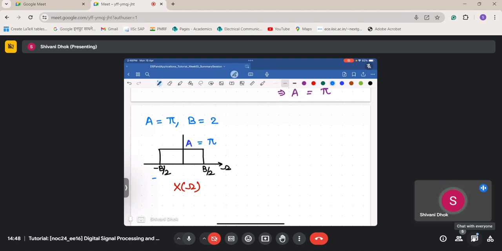So this thing here is minus 1 and this thing here is 1. So in our case, this x of omega is equal to pi for minus 1 less than or equal to omega less than or equal to 1, and it is 0 otherwise.